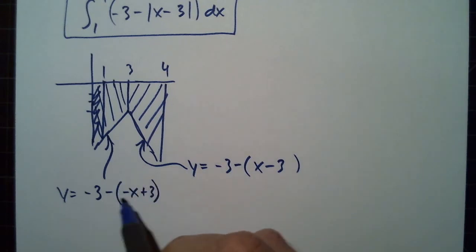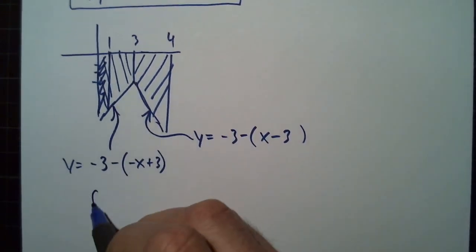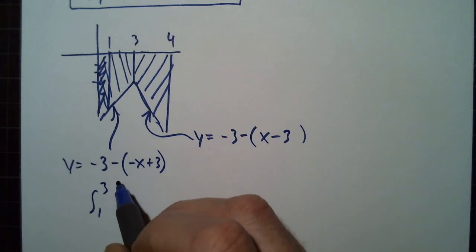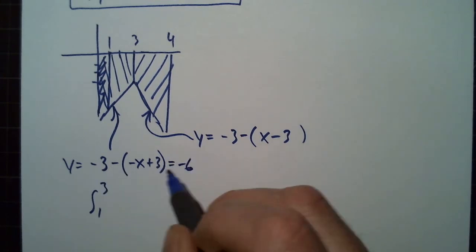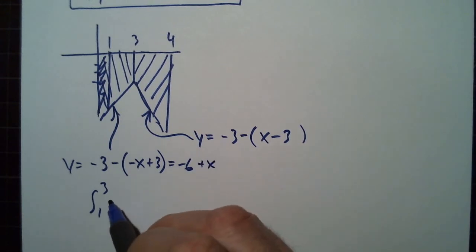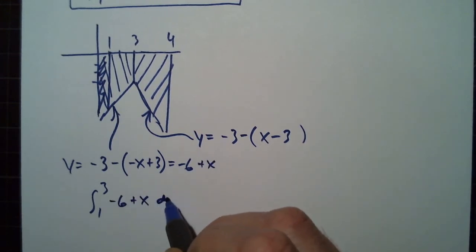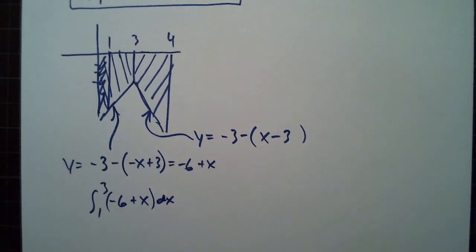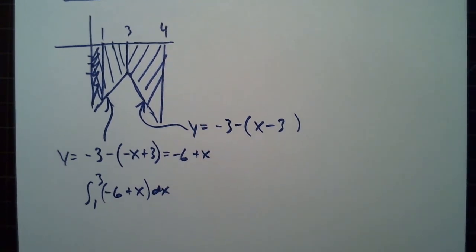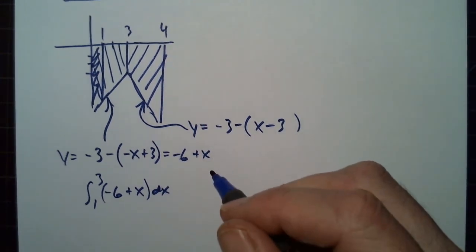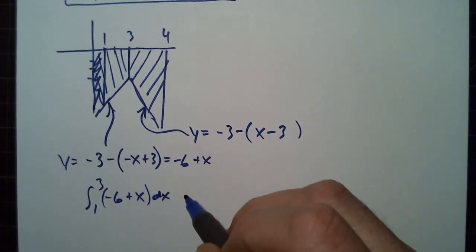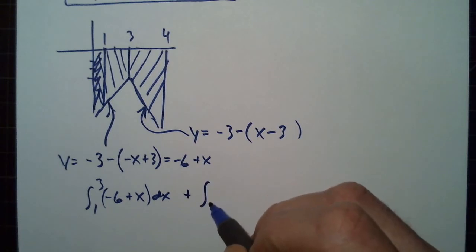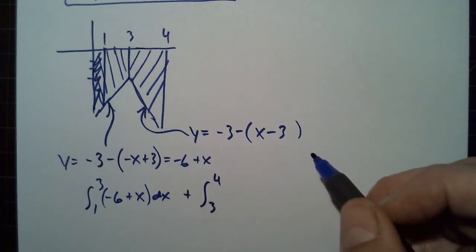All right, let's integrate this from 1 to 3. And we'll say that's negative 3 minus 3 plus x. So negative 6 plus x. All right, and then we're going to have from 3 to 4.